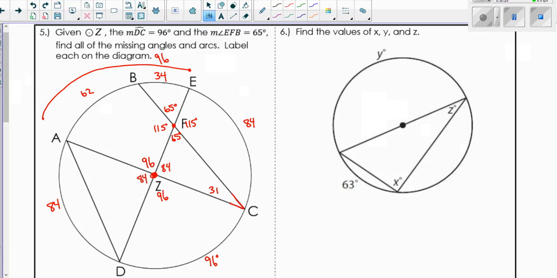Okay? If this is 96 right here from C to D, that's inscribed to this. So 96 divided by 2, this is 48. Okay? If this is 48, then this has to be 48 as well, because this is a radius and this is a radius, which is an isosceles triangle, so those two have to be the same. You could check to make sure and do 48 times 2 plus 84, and that is 180, so we're good. And I think that's it. So that's everything. That's all your angles and all your arcs.